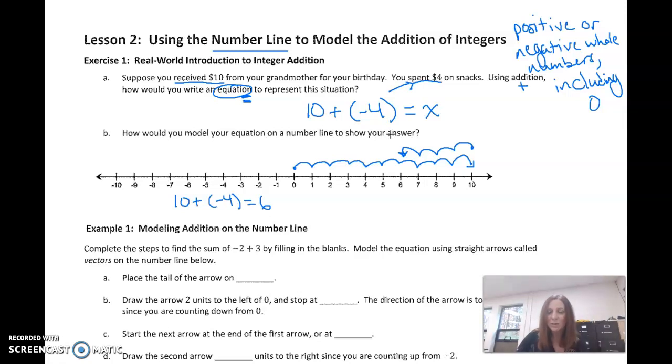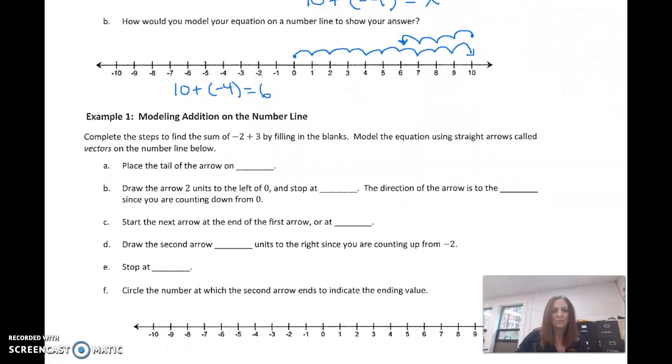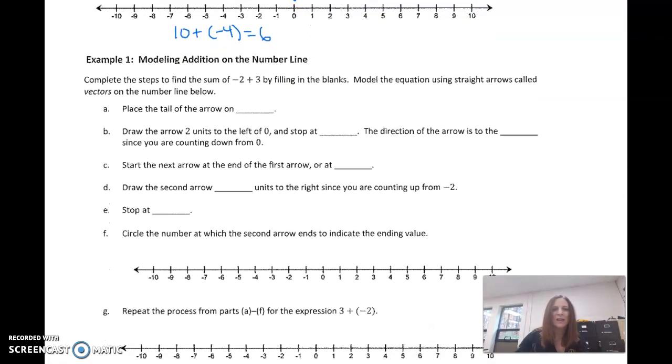And we're going to be introducing something called a vector, which is instead of making a bump method, or whatever you want to call it. So let's jump into that as well. Complete the steps to find the sum of negative 2 plus 3. Negative 2 plus 3 is what we're focused on here. We're going to model the equation using straight arrows called vectors.